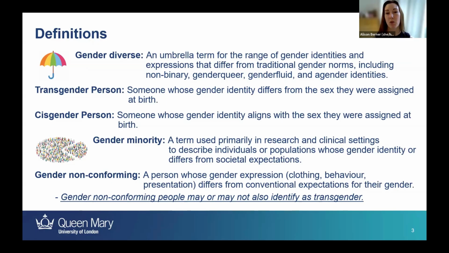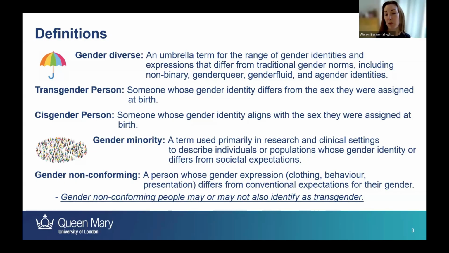When I talk about someone being trans, this is someone who identifies and uses that term because their gender identity differs from the sex that they were assigned at birth, in contrast to a cisgender person, who is someone for whom those things align. A term that we use slightly less often here in the UK, but which you may see more in international research, is gender minority, referring to gender non-conforming individuals. That's just what that means if I use that term.